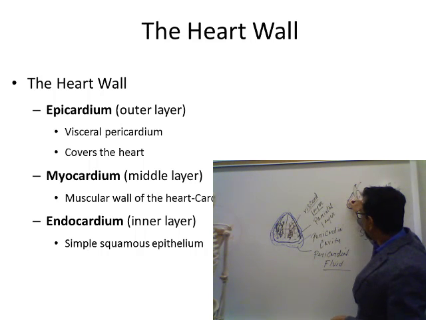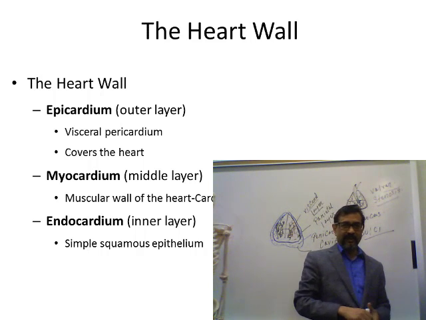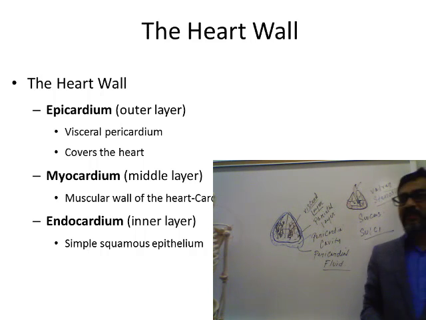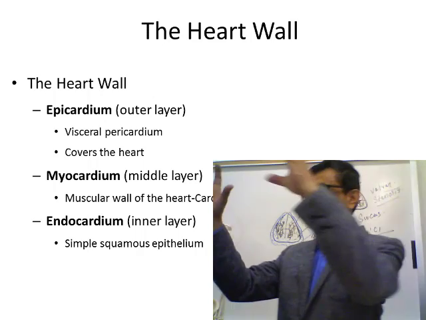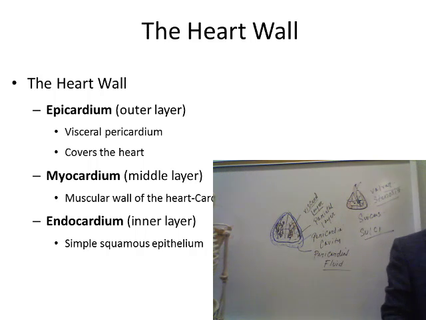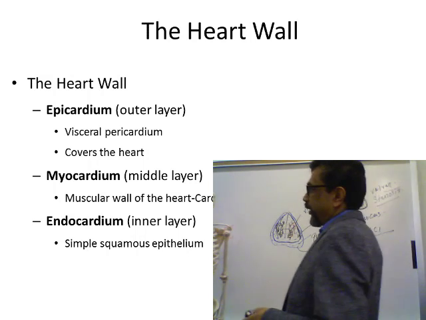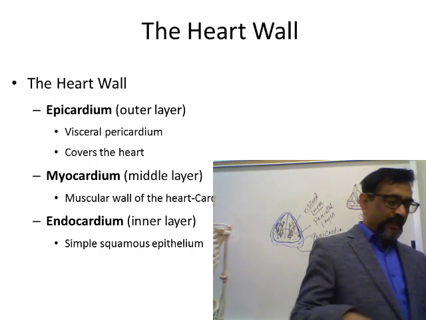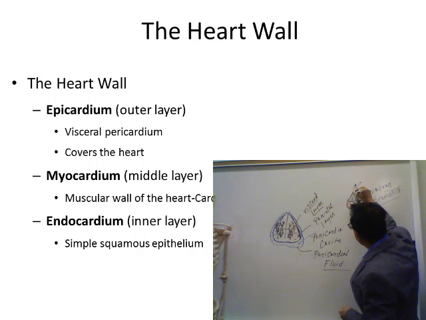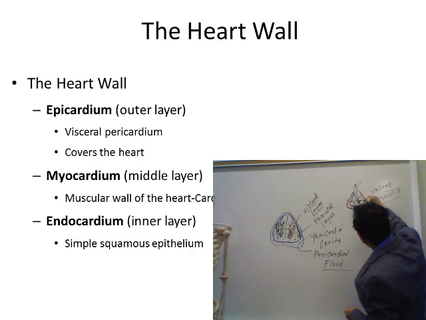And then the innermost very thin layer is an epithelial lining. You know, epithelium is a thin structure. So that is the innermost to make the surface smooth. So that is the endocardium. Endo means inside. So epicardium is visceral pericardium, myocardium is cardiac muscle, and the innermost thin layer is the endocardium, which is epithelial lining. Okay.